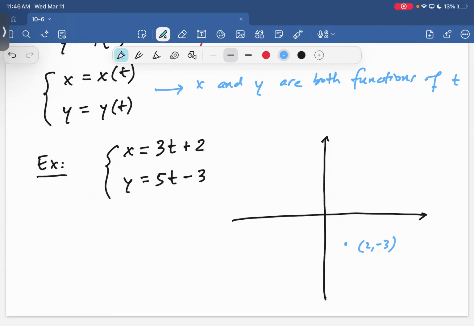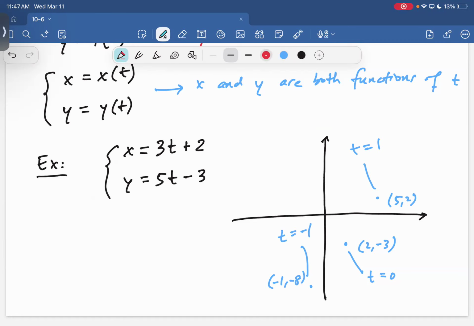So this point here corresponds to t equals 0. That's because when we plug in t equals 0, we get 2 comma negative 3. If we plugged in t equals 1, then we would get 5 comma 2. So that's like here, 5 comma 2. And this is t equals 1. If we plugged in t equals negative 1, we would get negative 1 comma negative 8. And so that's somewhere here. Negative 1 comma negative 8. And this is t equals negative 1.